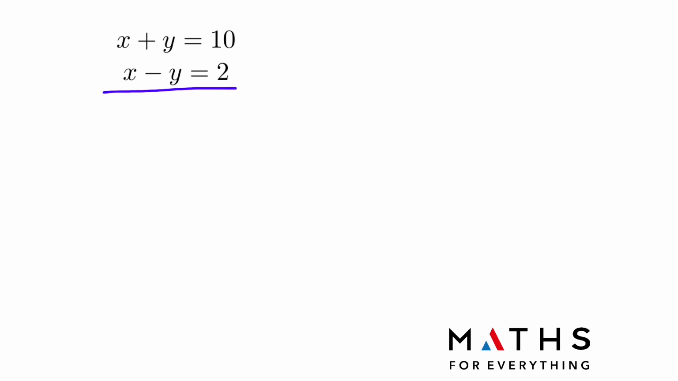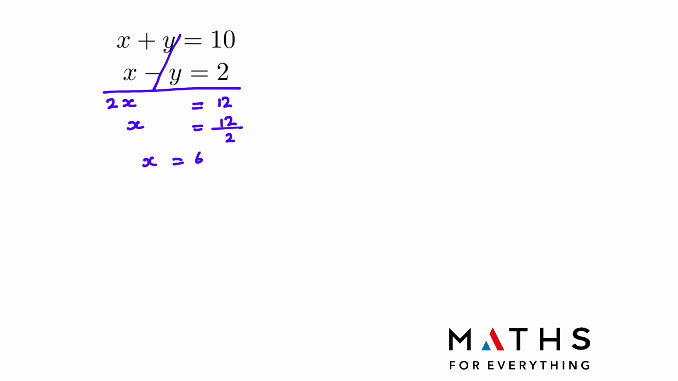1 plus 1 will give us 2x. And 1 minus 1 is 0, so the y got cancelled. 10 plus 2 is 12. x is equal to 12 divided by 2, which is 6.